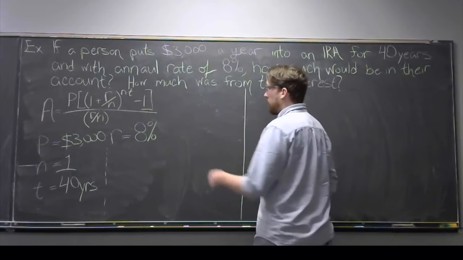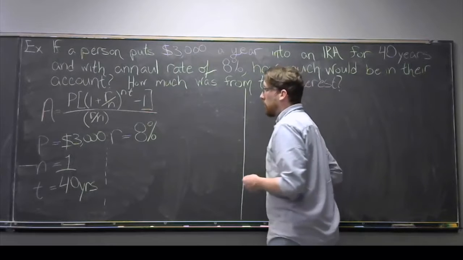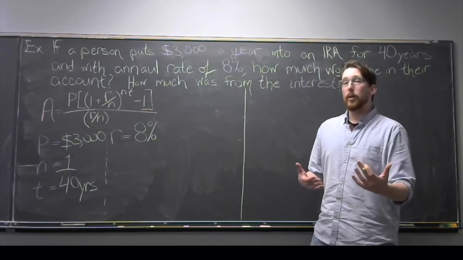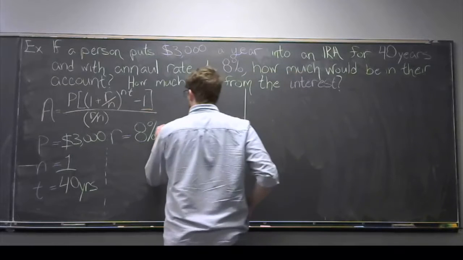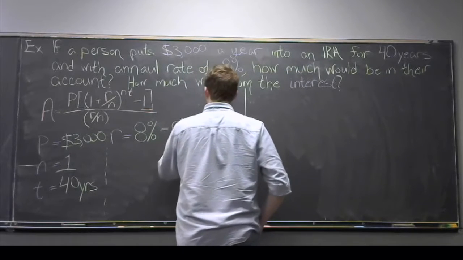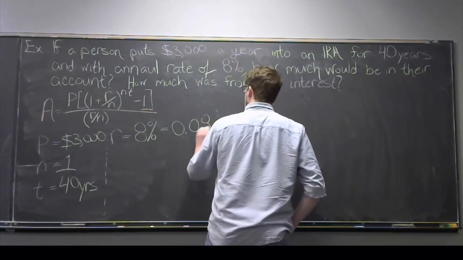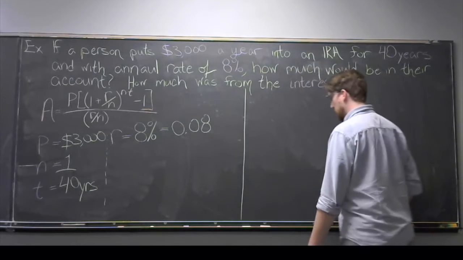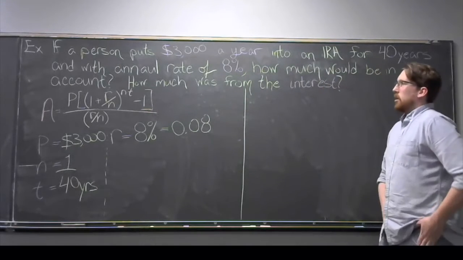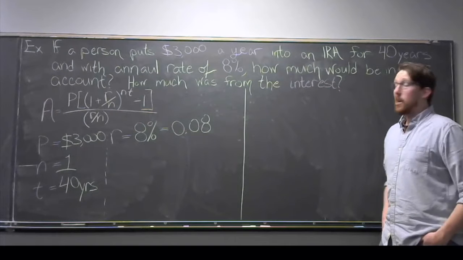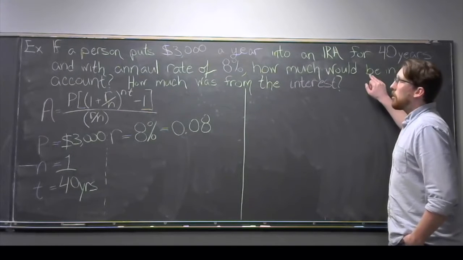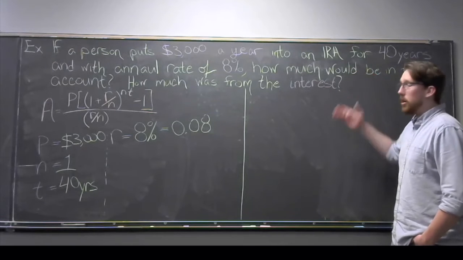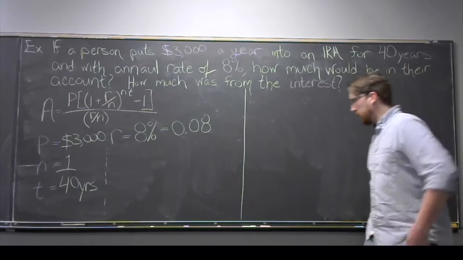But remember, when using percents in these formulas, we have to convert that back to a decimal. So let's write it out: 0.08. Cool. All that remains now is throwing this all together to solve that first question: how much would be in the account at the end of the 40 years? Let's do that.